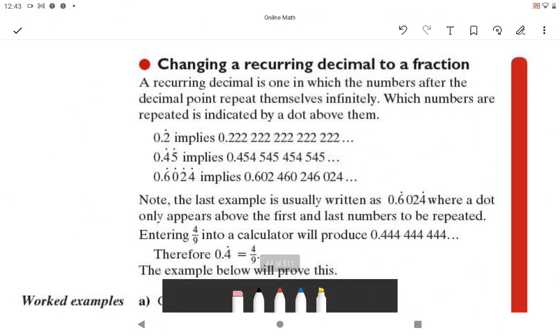Good day, everyone. Today we are going to be looking at changing a recurring decimal to a fraction.